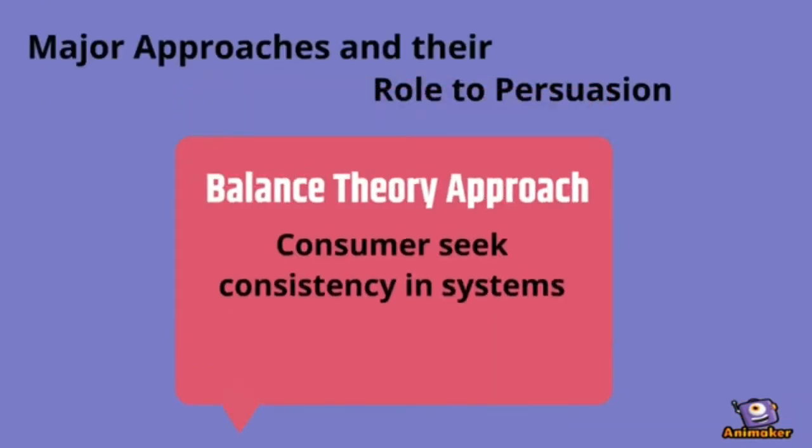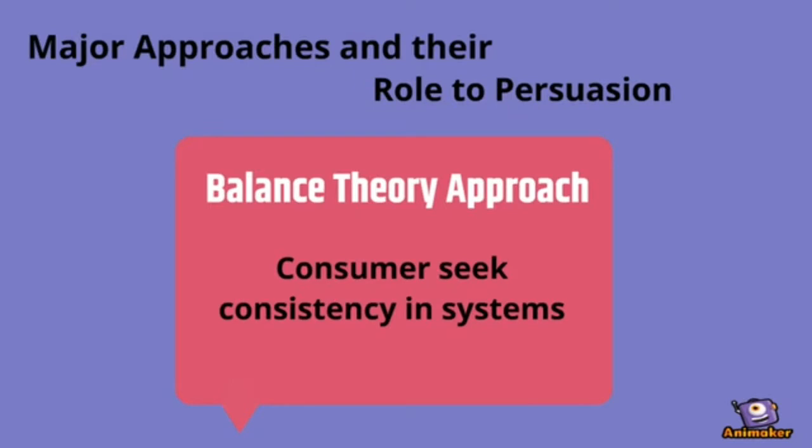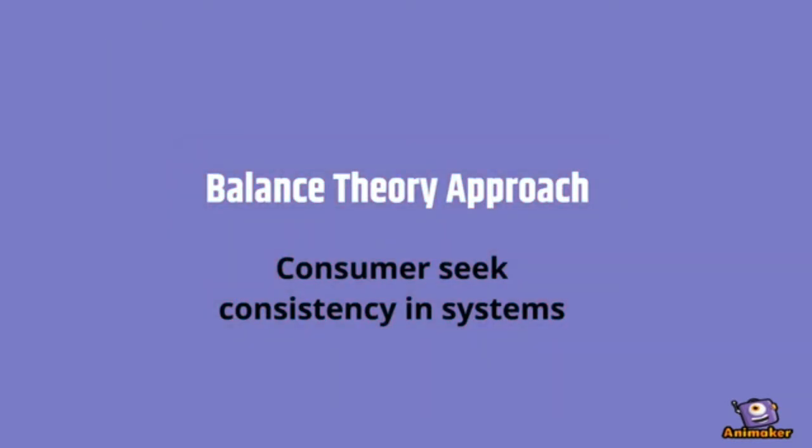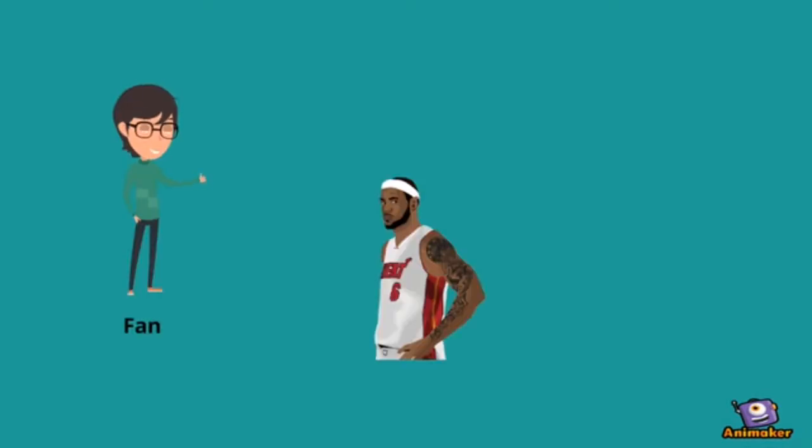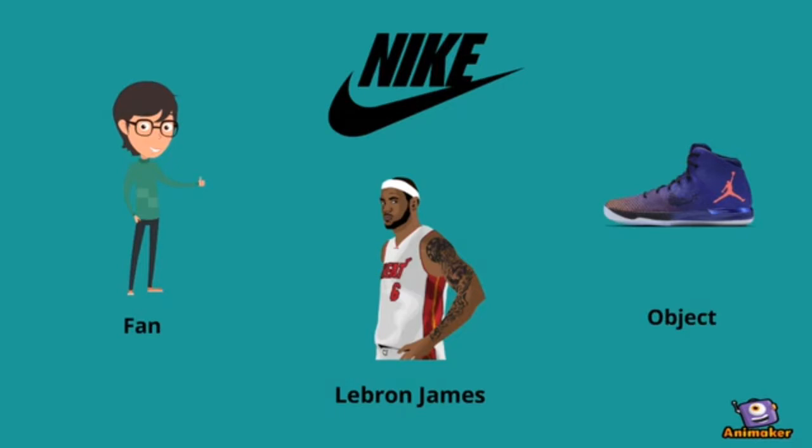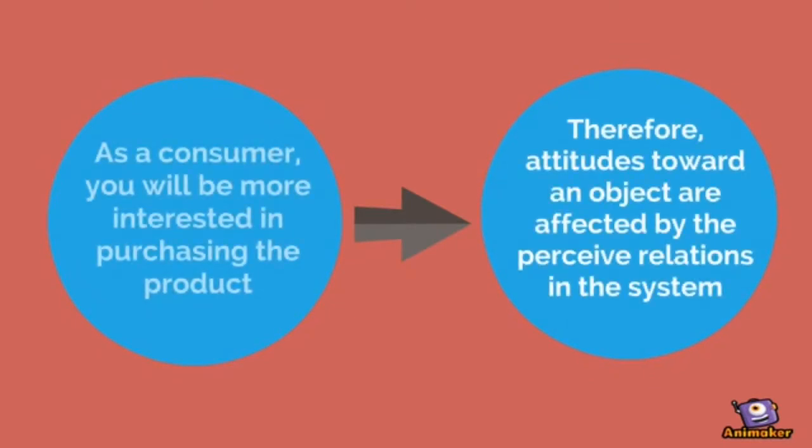Next, there are major approaches about changing attitudes and their role in persuasion. First is the balance theory. This approach suggests that consumers seek consistency in systems that consist of three elements. For example, as a fan of LeBron James, you learn that he is also an endorser of Nike and they have produced a new release of shoes. As a consumer, you will be more interested in purchasing the product. Therefore, attitudes towards an object are affected by the perceived relations in the system.